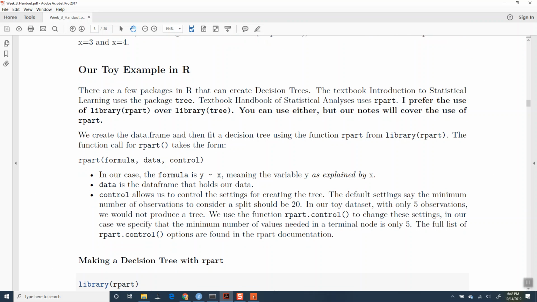All right. If we want to do this in R, there's a few packages we can use, okay? There's tree and there's rpart. Now, the textbook, Introduction to Statistical Learning, uses package tree. And the textbook, Handbook of Statistical Analyses, uses rpart. I think rpart does a better job than tree, okay? That's my personal opinion. I feel like the internet generally agrees with that as well. You can use either, but I think rpart has a few nice features that make setting up your trees a little bit nicer.